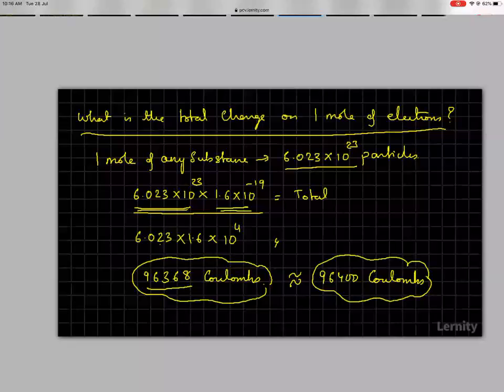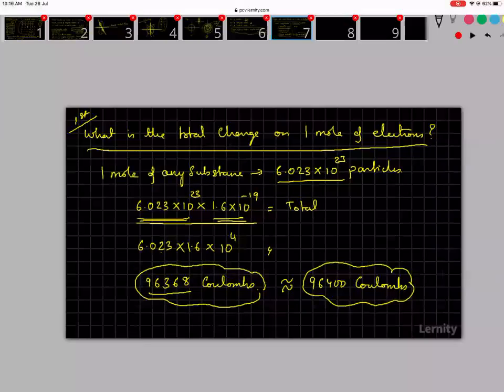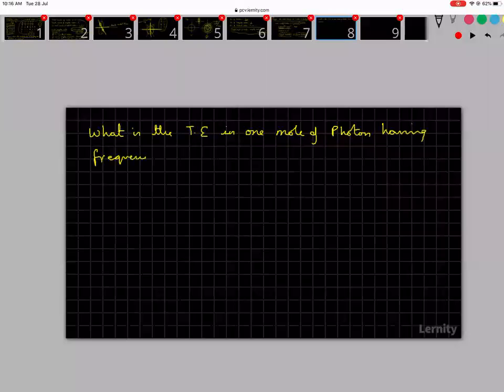Okay, so this is the first question. Second one: what is the total energy in 1 mole of photons having frequency 5 into 10 power 14?